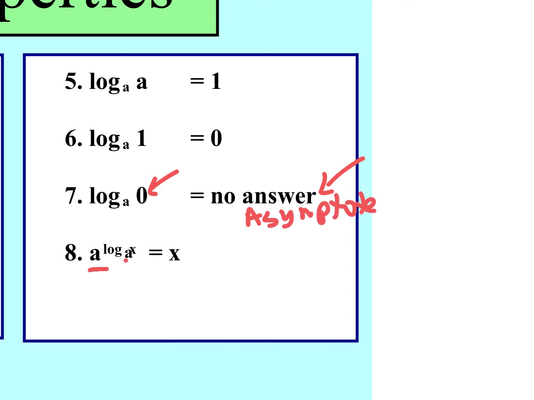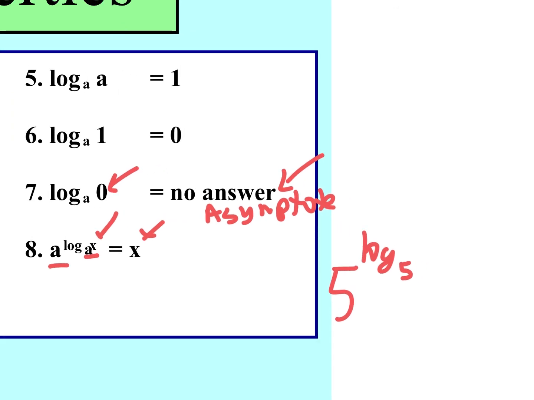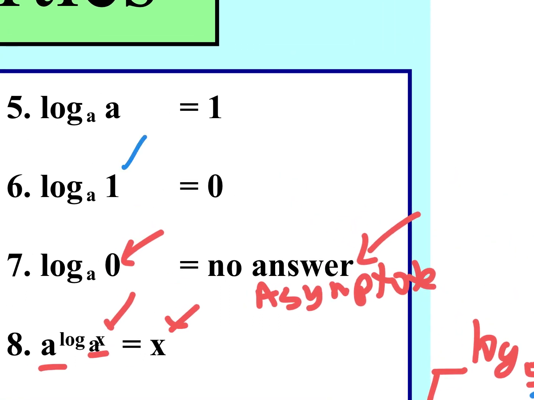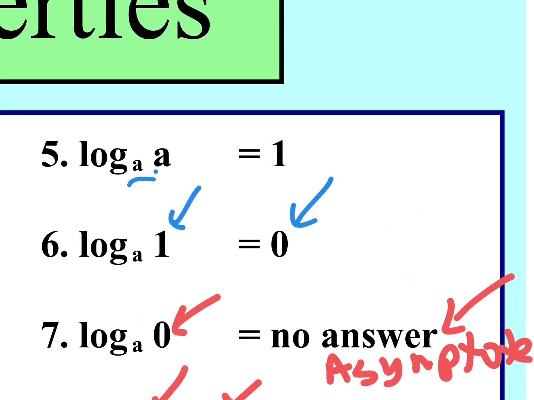This one, bases are the same. The answer's already there. The answer's x. I did that one on the first day. We haven't talked about it since, but that'd be like 5 to the power of log base 5. Anytime you see two of the same number, you should be suspicious that something's going on. If these are the same, the answer's already there. The answer's 8. You won the argument. What do you get? Nothing. These two are the same. The answer's the exponent, which in that case is a 1.